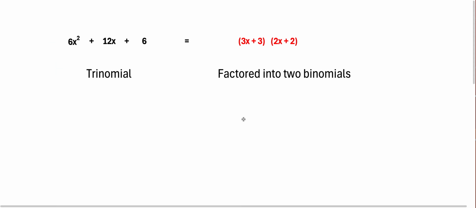Let's go on. So, the FOIL, remember, 3X times 2X gives you 6X squared. That's the first. O is outside, 3X times the 2, the outside terms. That's 6X. Then I is the inside terms, 3 times 2X, that's 6X. So you've got two 6X's. That's 12X. And then the last terms, 3 times 2, and that's 6. Let's go on.